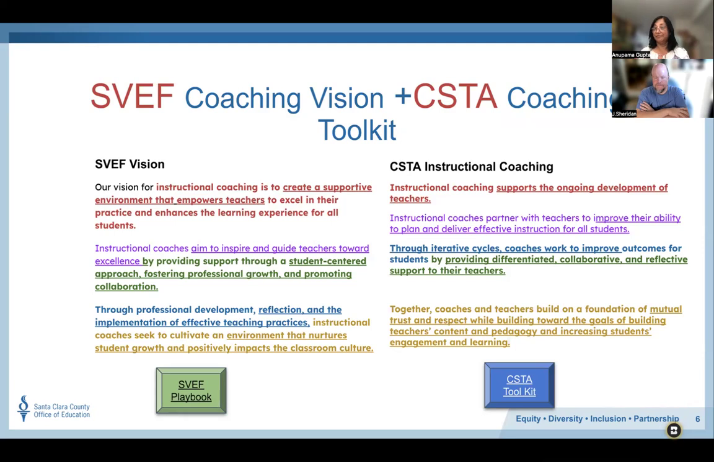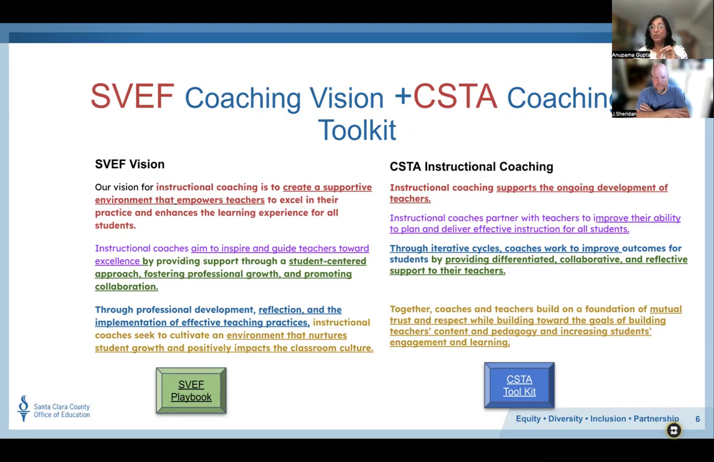following SVF's vision of creating a supportive environment that empowers teachers, that aims to inspire and guide teachers towards excellence, and also is student-centered, fosters professional growth, and promotes collaboration. And it also nurtures student growth and positively impacts the classroom culture. And you will see that I've color coded it, so I found that overlap and alignment. And that's what this is all about.